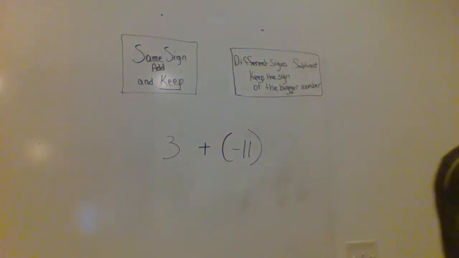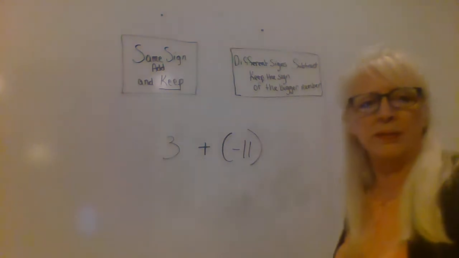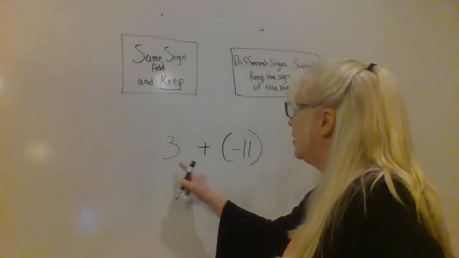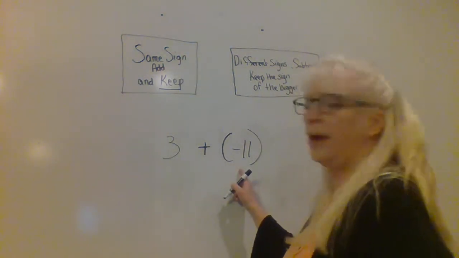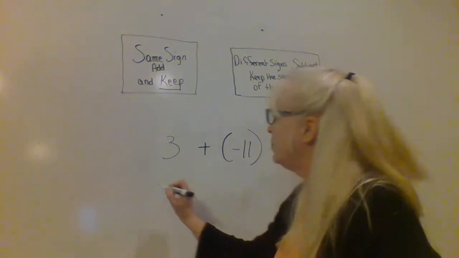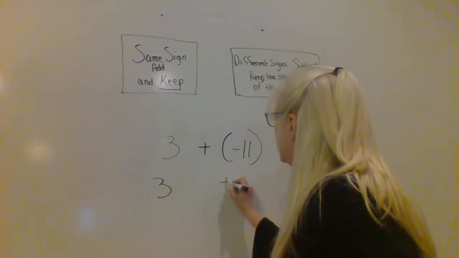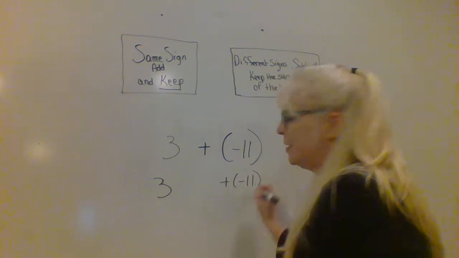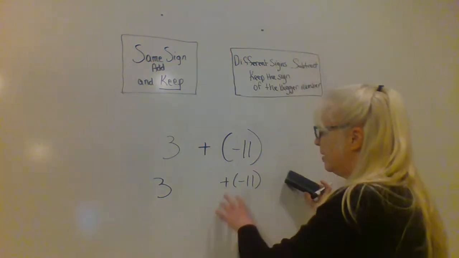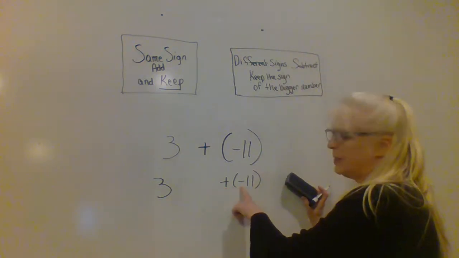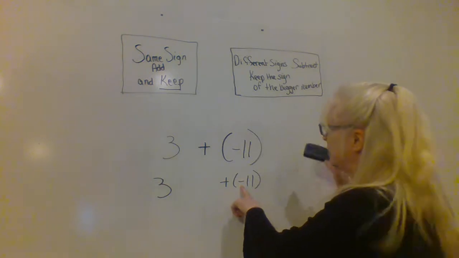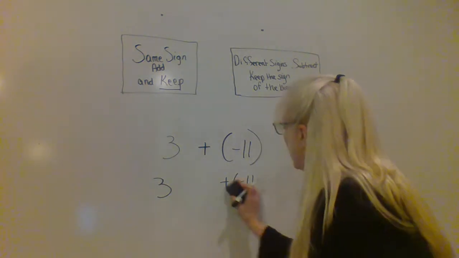All right, so this time we've got 3 plus negative 11. So these two have different signs. I'm going to go ahead and separate them. 3 plus negative 11. So I'm going to take the disguise off of the negative 11 because it's got a plus and a minus, and the minus wins, so it's really negative.